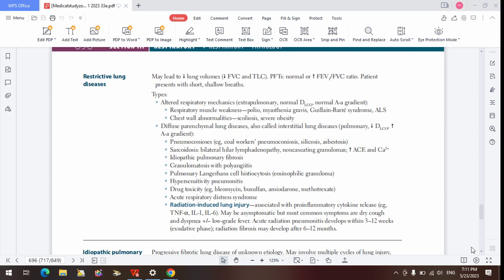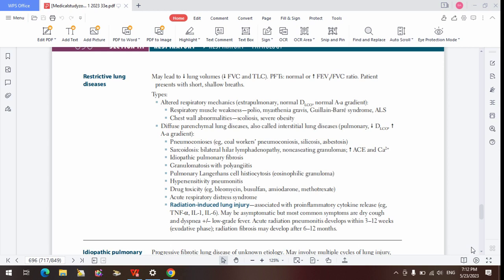Now, two mechanisms. Number one, the first one is altered respiratory mechanics, anything that can impair the ability of the chest wall to take in air. Either you have paralysis of the respiratory muscles from conditions like polio, myasthenia gravis, Guillain-Barré, ALS. You guys remember that in ALS there's upper and lower motor neuron paralysis.